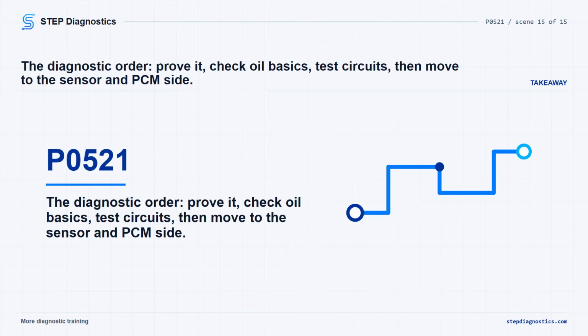The takeaway on P0521 is simple. Prove the code is repeatable, rule out oil and mechanical causes first, then test the signal, 5-volt supply and ground circuits before moving to the sensor and PCM side of the diagnosis.